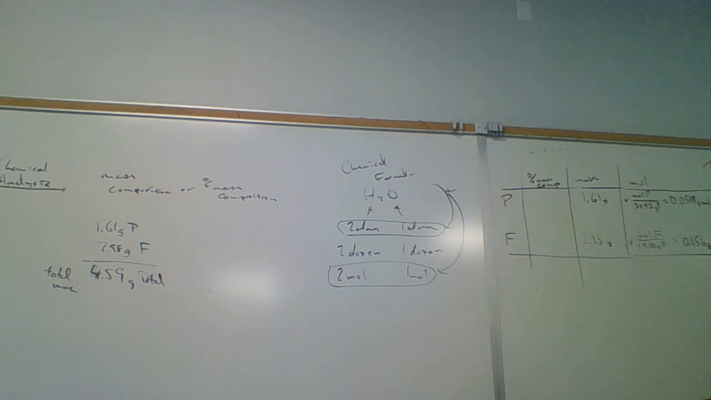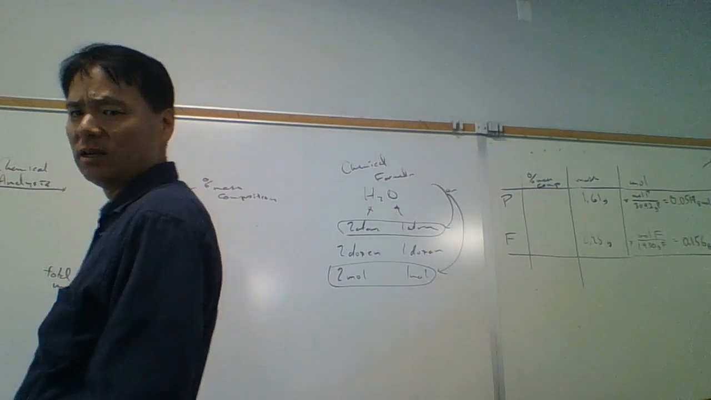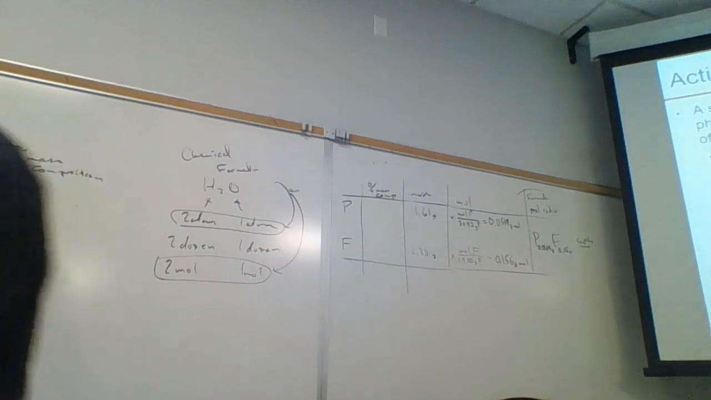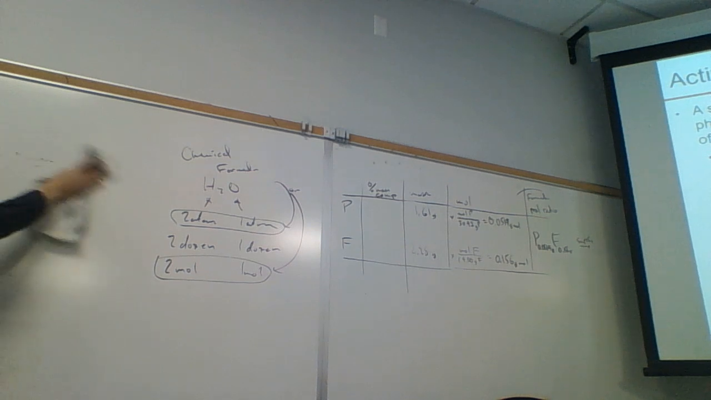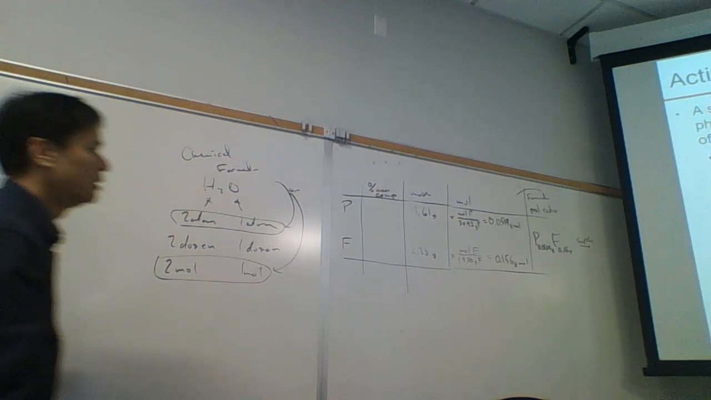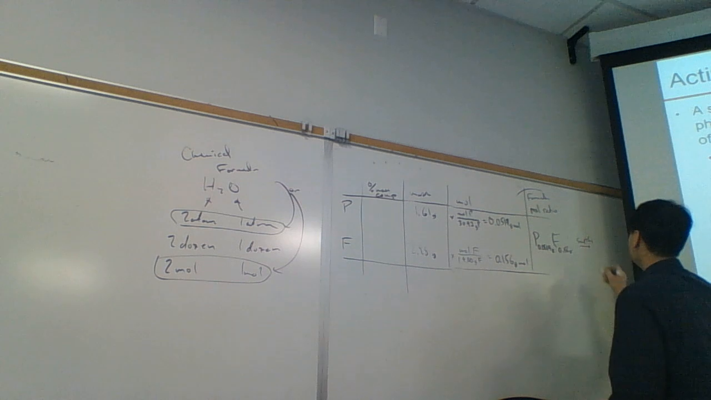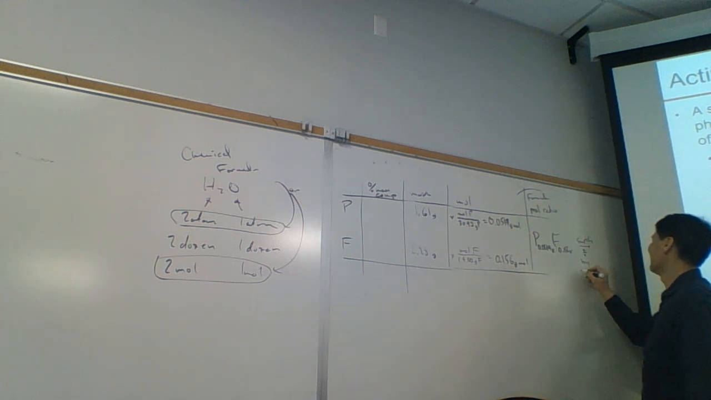Does that look like a proper formula to you? No, it's bad. And so what we need to do is simplify this, because what we want are whole numbers. You know, we can't have fractions of atoms. And so what we're going to do is simplify it. The easiest way to simplify it is by dividing by the smallest number.